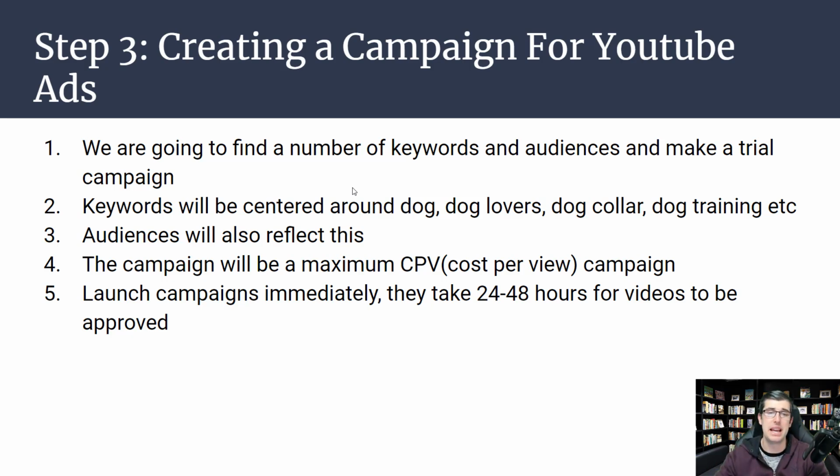The campaign will be a maximum CPV, cost per view, so we're paying a maximum cost per view to get a view on our campaign. Then we're going to launch campaigns immediately, and they take 24 to 48 hours to be approved. Really important you understand that. Similar to Facebook, but Google can actually sometimes take longer. Just wanted to outline that, but let's now jump into one of my test ad accounts and teach you how you can put this all together in a more practical sense.